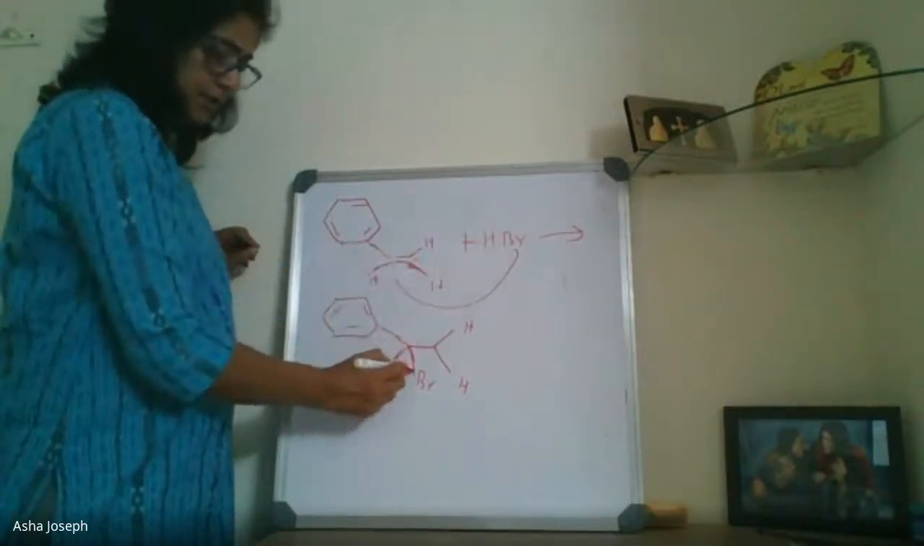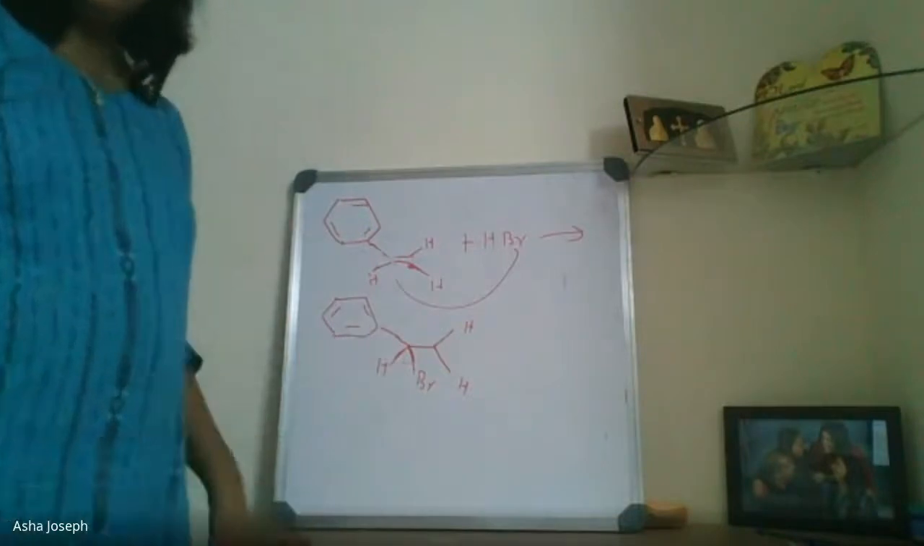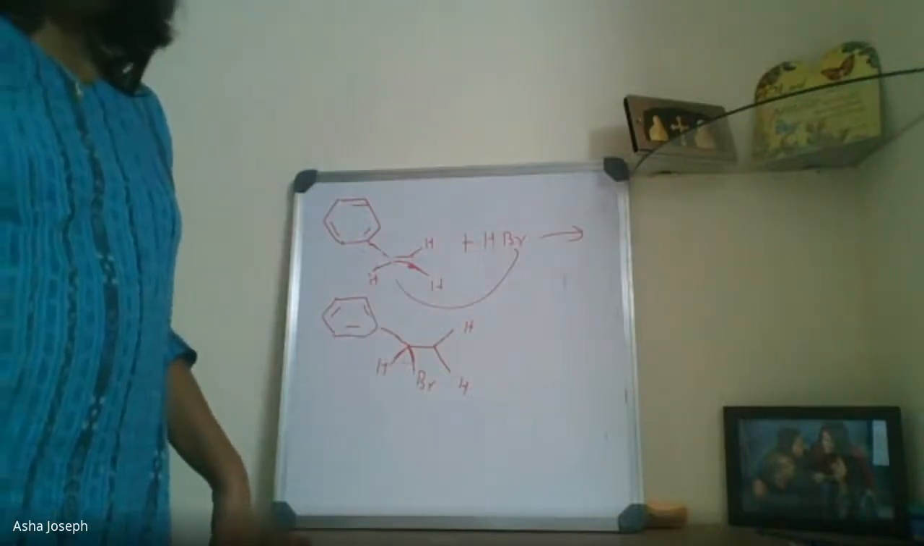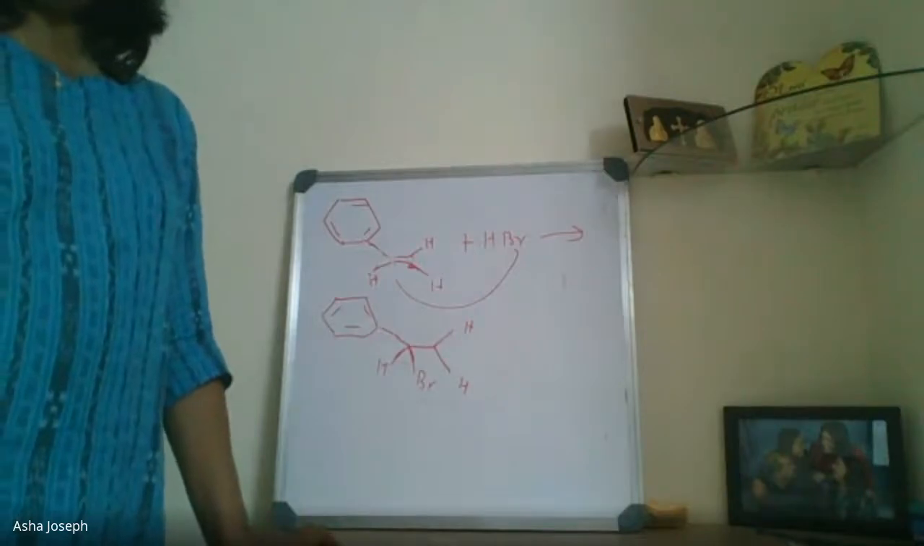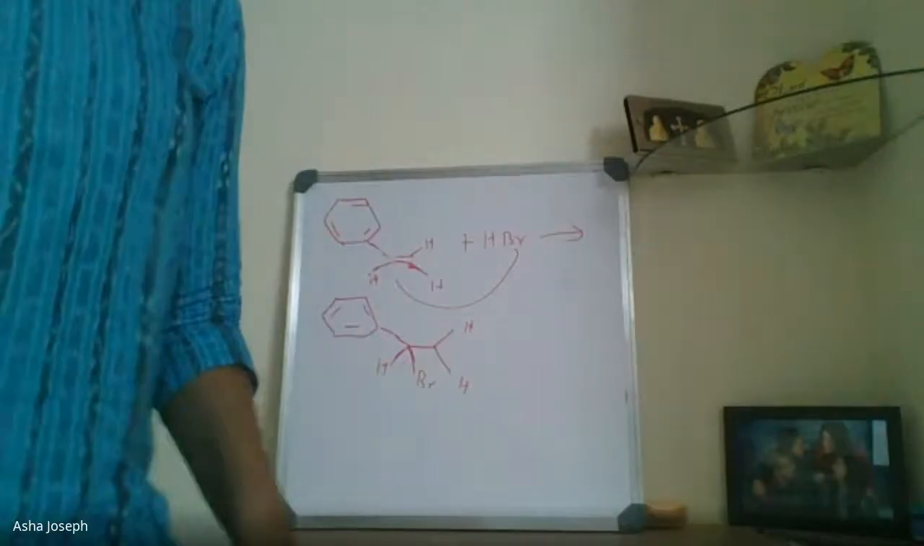So I just put Br here. The changes: the double bond will become a single bond, and that is remaining as such. Clear now? Yes, sir. Okay. Can I go to the next question?